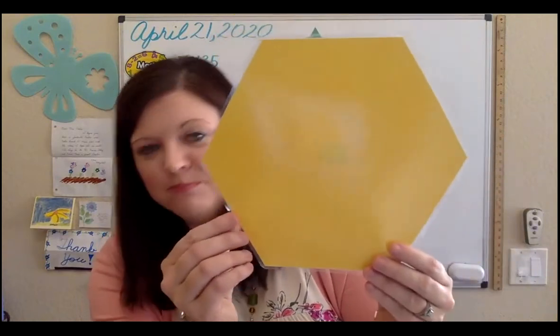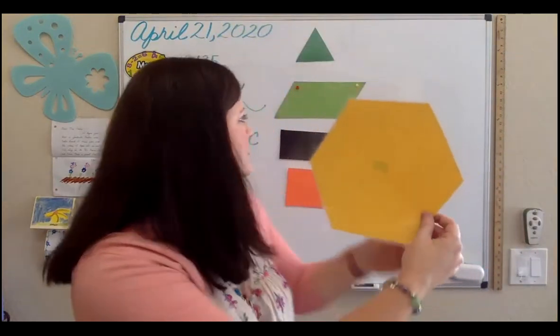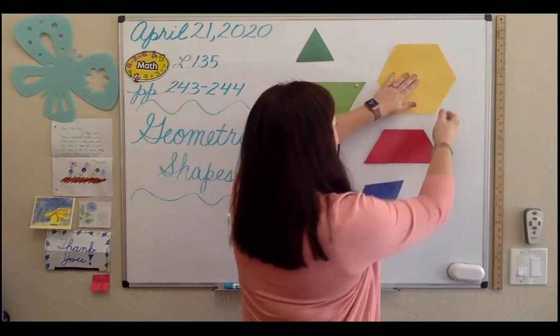This is a big one. You ready? Wow, almost took up my whole screen. A hexagon. It's a hexagon because it has 6 sides and 6 angles.